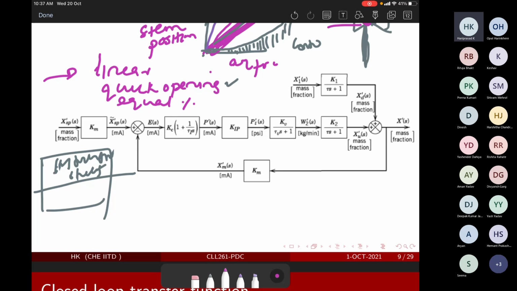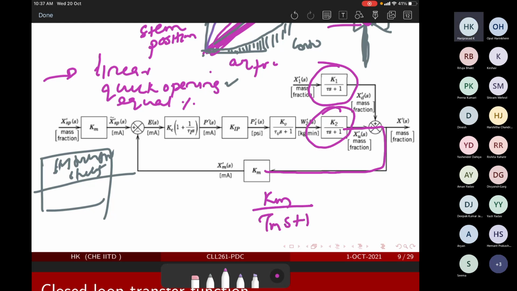Okay, so let's start with the process. This is your process, and this is the disturbance term that is adding to the process, so it would get summed up. You would measure that by means of a measurement element, Km by tau m s plus 1. If you know that tau is much greater than tau m, you can neglect this. That is what they have done over here.